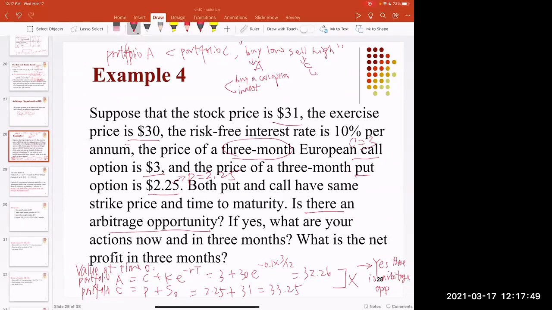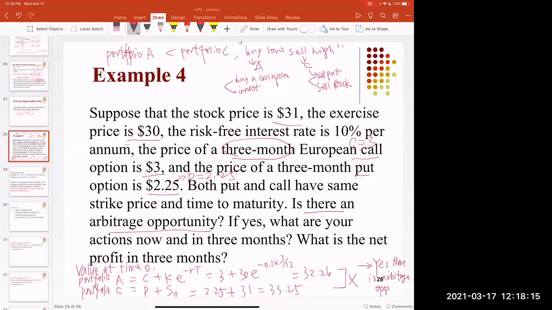And for C, because you take a short position on portfolio C, you sell a put, right? You short a put, or sell a put. Also, you sell a share, right? Sell stock. So this combined is the action today.